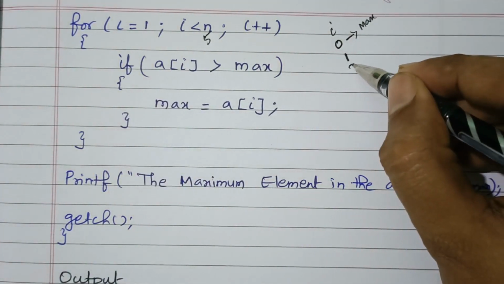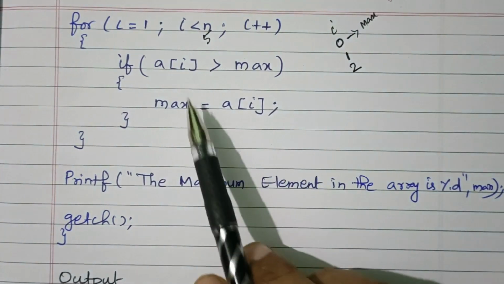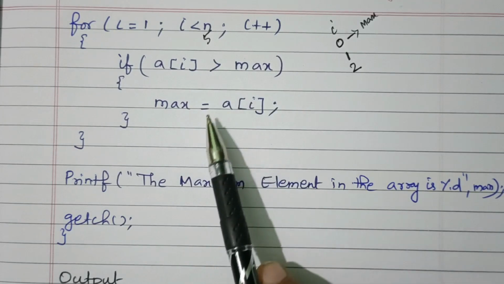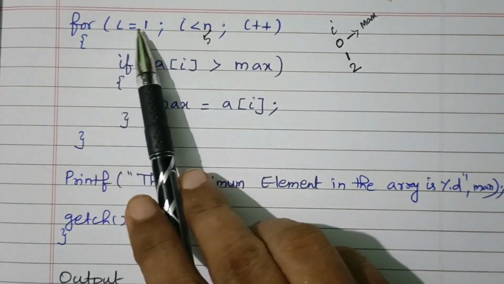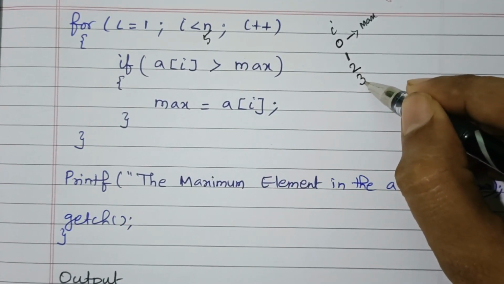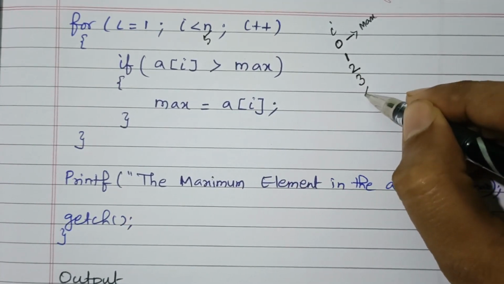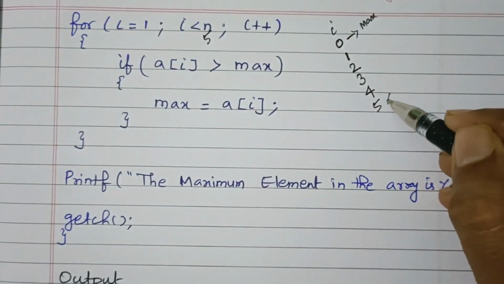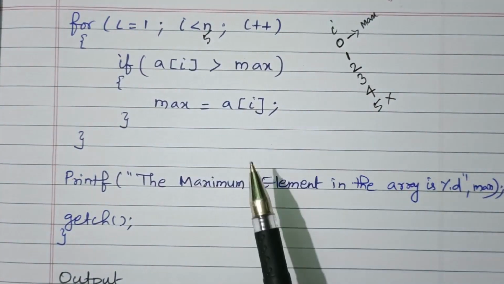Similarly it will go to the next one. a of 2 means the third number, and it is verified against max. If it is true, the third number will be stored, otherwise it will go to the next loop. Then 3 means the fourth number is verified, then 4 means the fifth number. If i equal to 5, it is terminated, because i must be less than 5, right?